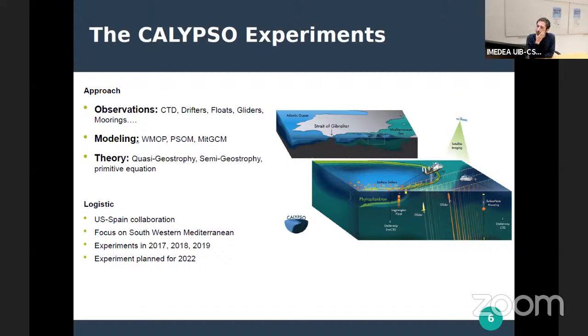And so we've been doing a really complete sampling with different instruments, so CTD, thrusters, the floats, gliders, even moorings. And the rest of the approach of these experiments even involves models. So we have the WMAP from SOSIB, the PSOM, that is a process studies model from WHOI, and even from MIT we have another model. So there are a lot of efforts even in the modeling part.